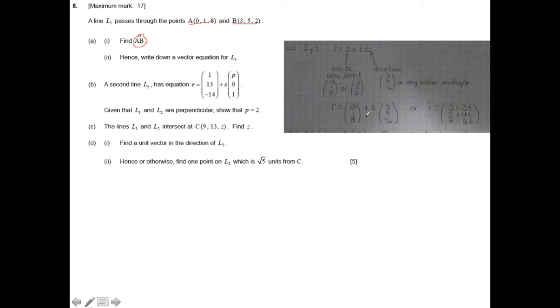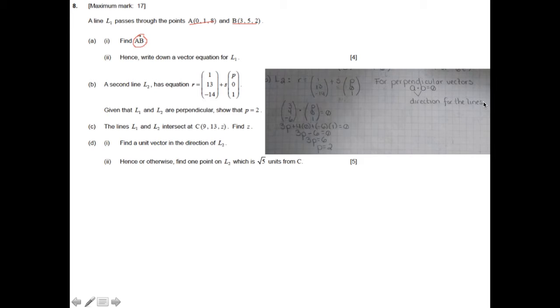So that way, if you substitute the value of A and the value of B, you have these options. r can be 0, 1, 8 plus t times 3, 4, minus 6. Or, if I use the other point, I would have 3 plus 3t, 5 plus 4t, and 2 minus 6t. These are two different ways of expressing the line, guys. Either one is correct.